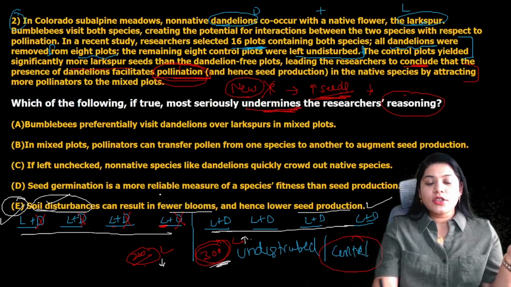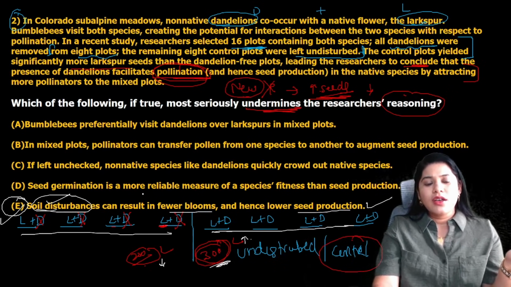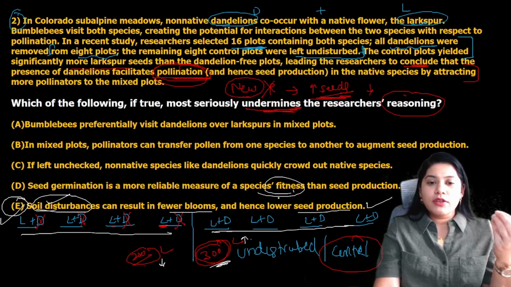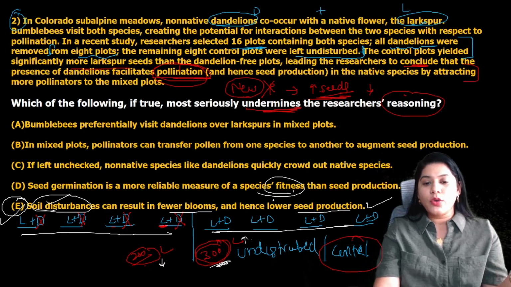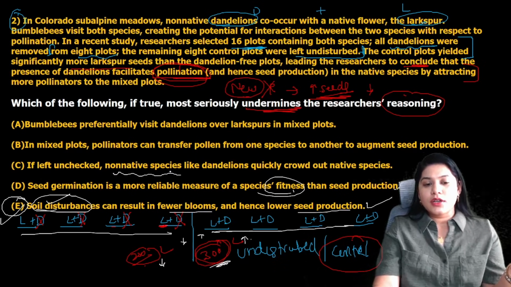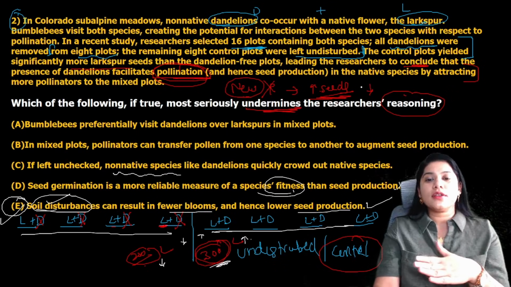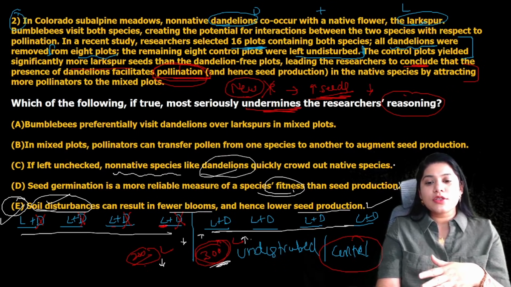D. Seed germination is a more reliable measure of a species' fitness than seed production, right? Okay, however, whichever flower is fit or not fit is not the question. The question is why there are more seeds here and fewer here. That's the only question. Next option: if left unchecked, non-native species like dandelions quickly crowd out native species, right? Dandelions may be crowding out, but the question is why larkspur is more in one of the plots and not the other half. Dandelions in more or less is not the question. So, out of scope.